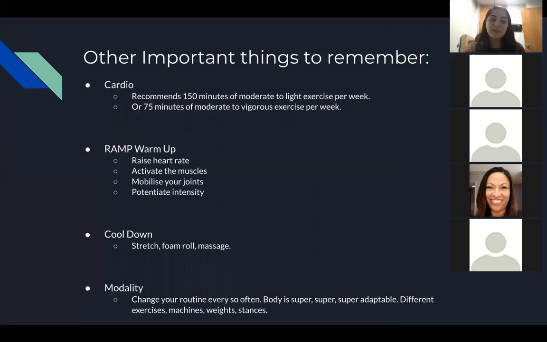So other important things to remember: make sure you include cardio in your exercise program, because cardio is one of the things that is often forgotten. You can look it up in any exercise book. The recommended amount for cardio is 150 minutes per week of moderate to light exercise, or you could do 75 minutes a week of, it's actually supposed to be intense or vigorous exercise. So getting cardio in, whether it's a warm up or a cool down, you want to make sure you get that in because cardio is super important when it comes to your heart health. So make sure you incorporate that into your program.